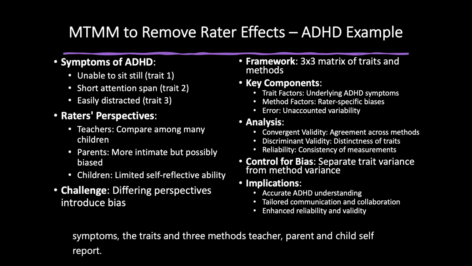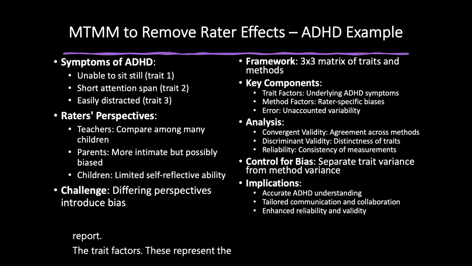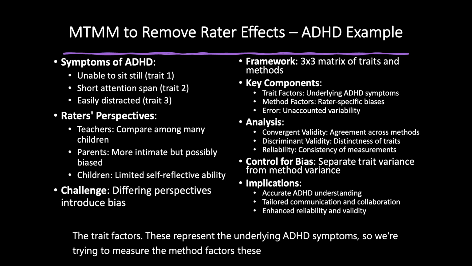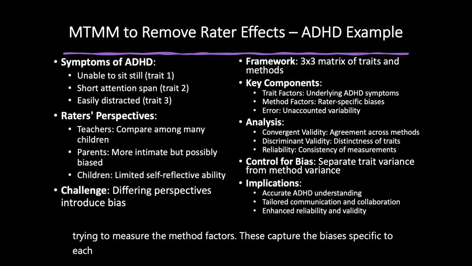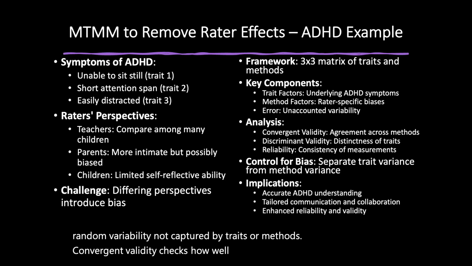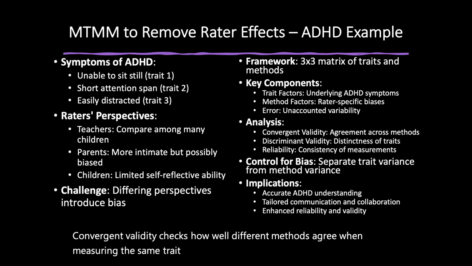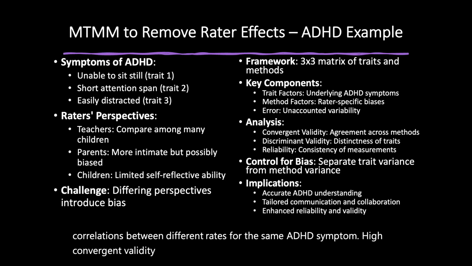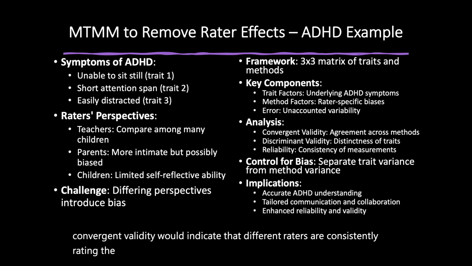The trait factors, these represent the underlying ADHD symptoms we're trying to measure. The method factors, these capture the biases specific to each rater, the teacher, the parent, or the child, and the error. This includes random variability not captured by traits or methods. Convergent validity checks how well different methods agree when measuring the same trait. In this context, it means looking at the correlations between different raters for the same ADHD symptom. High convergent validity would indicate that different raters are consistently rating the ADHD symptom similarly.